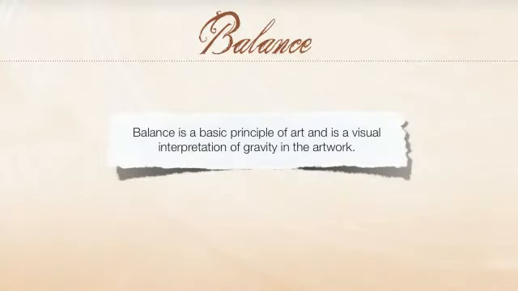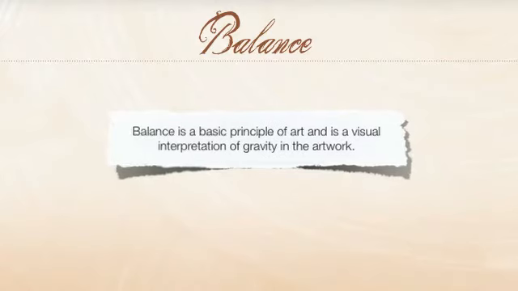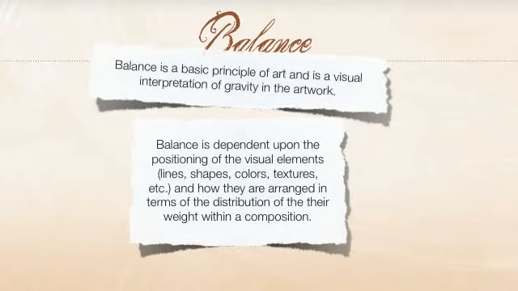Balance. Balance is a basic principle of art and is a visual interpretation of gravity in the artwork. Balance is dependent upon the positioning of the visual elements: lines, shapes, colors, textures. Remember those? And how they are arranged in terms of the distribution of the weight within a composition.